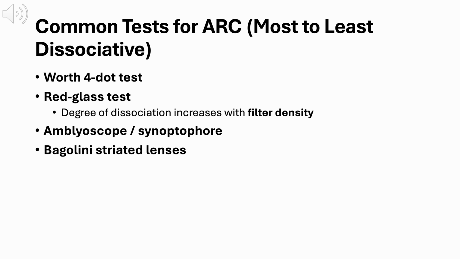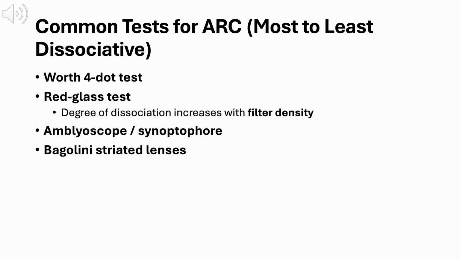The red glass test is similar, but the amount of dissociation depends on how dark the filter is. As the filter density increases, the test becomes more dissociative. The amblyoscope, or synoptophore, sits in the middle. It allows controlled binocular viewing, but it's still an artificial situation that doesn't fully reflect everyday vision.